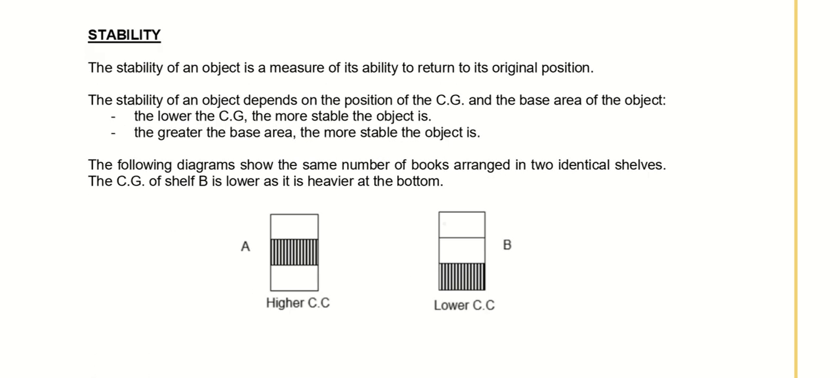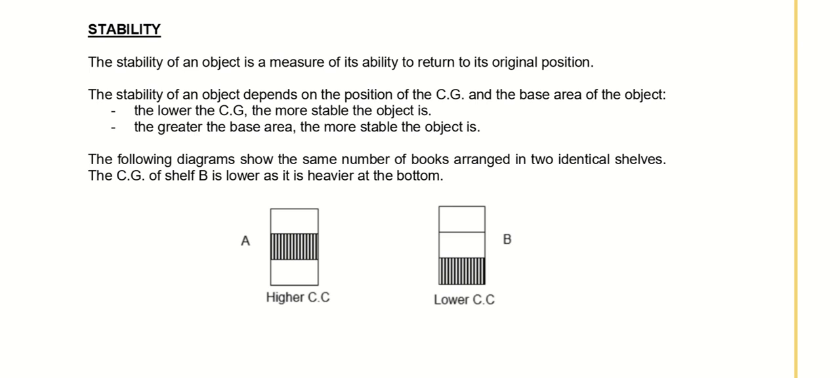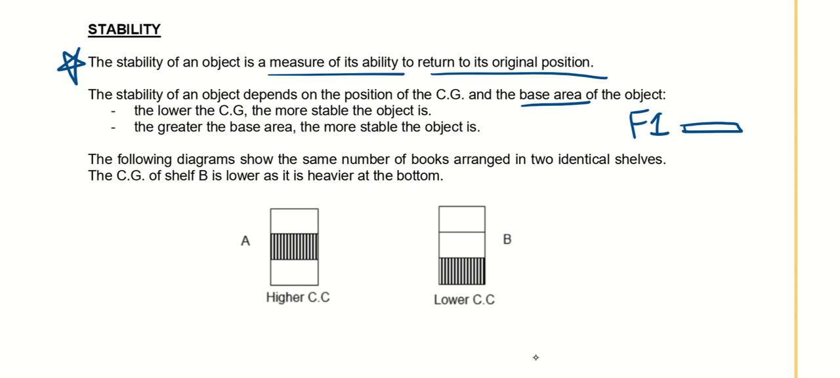Okay, next we go to the idea of stability. Stability of an object is a measure of its ability to return to its original position. Okay, so this is a definition. Please memorize. The stability of an object depends on the position of the CG and the base area of the object. The lower the CG, the more stable the object is. That's why an F1 Ferrari car looks very flat. But the double-decker bus will have a higher CG. So the lower the CG, the more stable the object is.